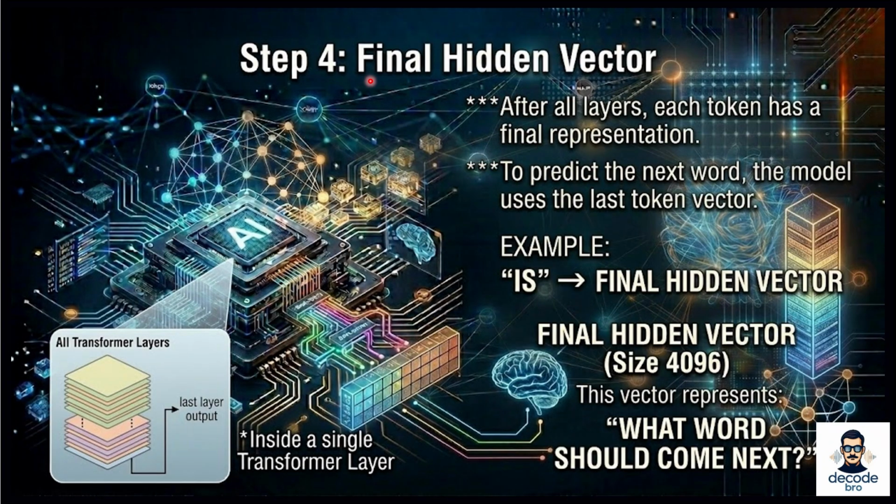Step 4. Final hidden vector. After all layers, each token has a final representation. To predict the next word, the model focuses on the last token vector, its final hidden vector. This vector embodies the question, what word should come next?